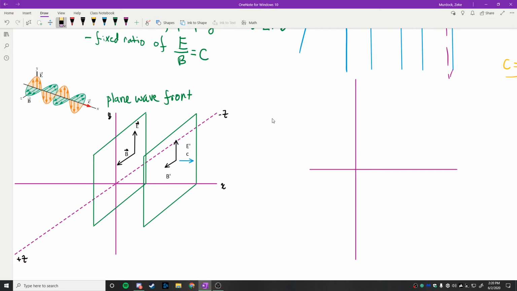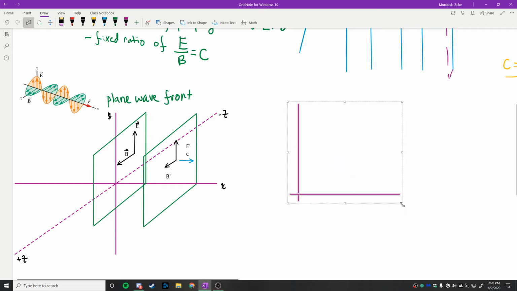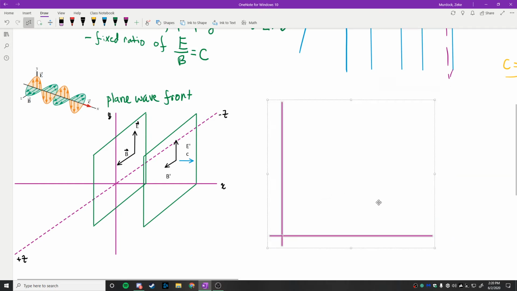I just want to look at the XY axis, the first quadrant, I should say. So there's my axes that I want, and I'll even make these a little bigger so we can draw what we need to draw. So suppose that we look at these two wave fronts right here, and we draw a two-dimensional version of what we're seeing. To be really clear, this is going to be x, and this is going to be y.